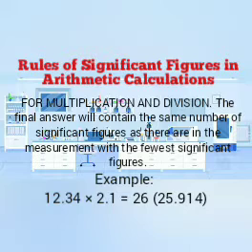Example: 12.34 times 2.1 is equal to 25.914. But since the number with the lowest amount of significant figures is 2.1 and has only 2 significant figures, the answer will also have 2 significant figures and will be rounded off to 26. The same rule will apply in division.